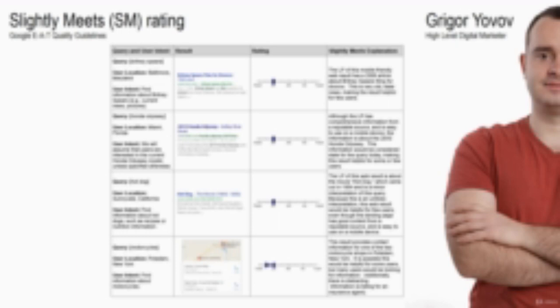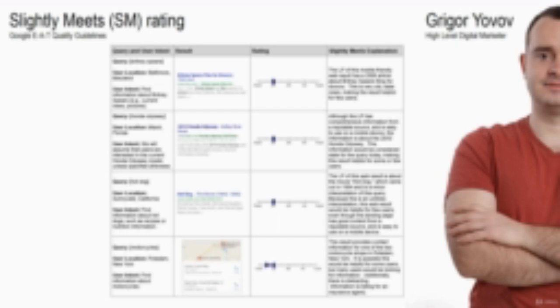And the landing page of this website is about the movie Hot Dog, which came out in 1984, and it's a minor interpretation of this query. Because of this unlikely interpretation, this web result would be helpful for few users, even though the landing page has good content from a reputable source and is easy to use on a mobile device.